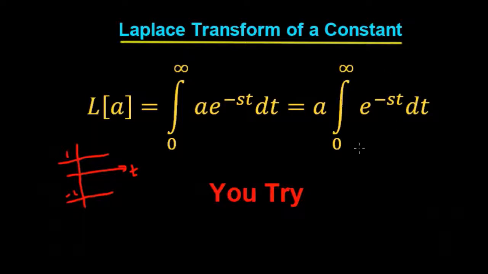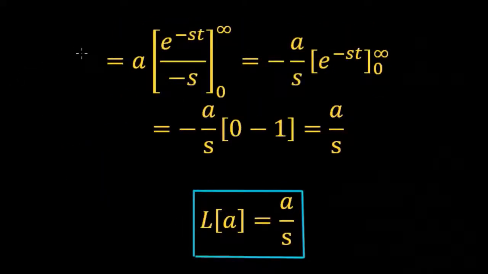We've seen something similar to that in the introductory video, so maybe you can go ahead and try it yourself and see whether you can get that answer. So here's the answer. When we integrate e to the minus st, we get e to the minus st upon minus s, all times the constant a, and we're integrating that from 0 to infinity. We'll take the minus s out, and we get minus a upon s times e to the minus st from 0 to infinity.